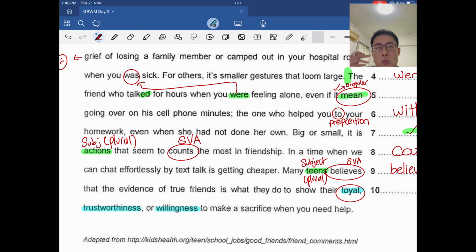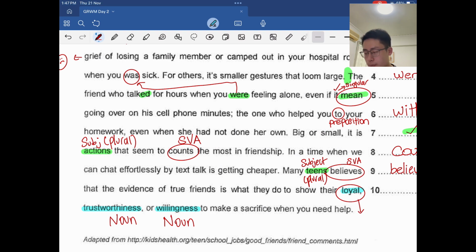What is the word form? Something that I've been telling you in class. What is the word form here? Noun, adjective, verb, adverb, etc. Trustworthiness is a noun. Okay, it's a noun. Willingness is also a noun. Okay, so technically it's like an object, it's a value, it's something good to have, right? It's a virtue.